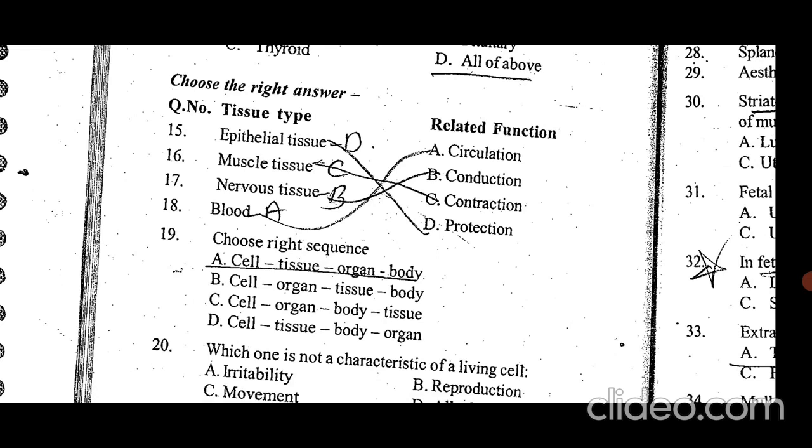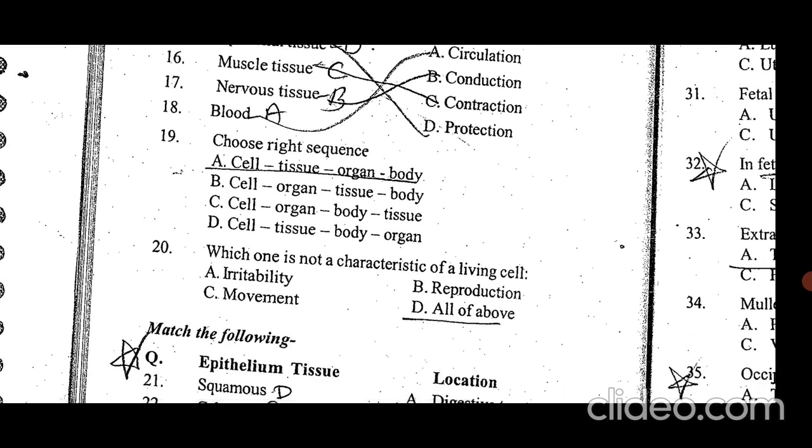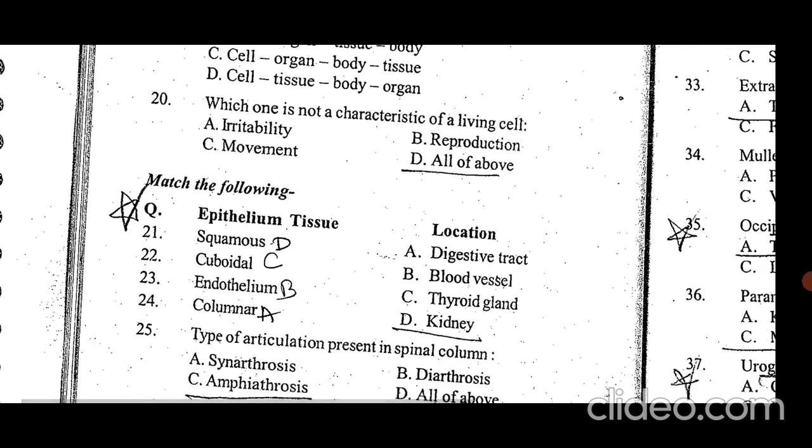Choose the right sequence. The right sequence is cell, tissue, organ, body. Which one is not a characteristic of a living cell?